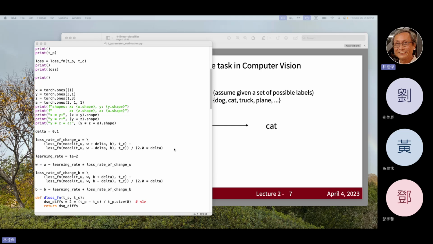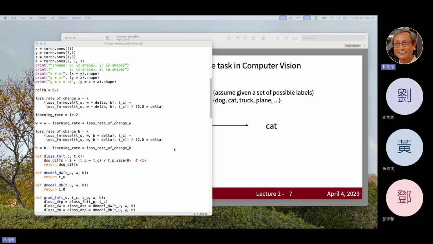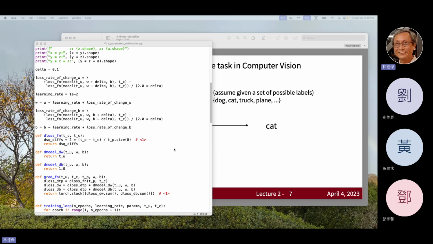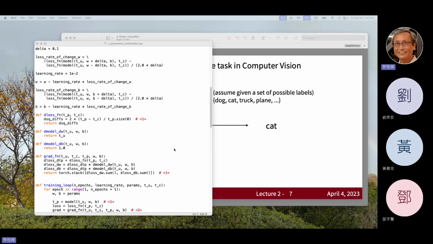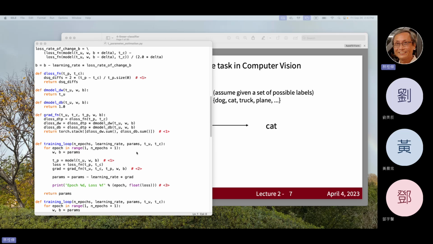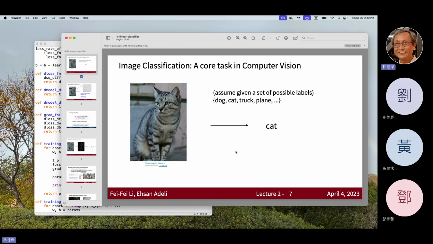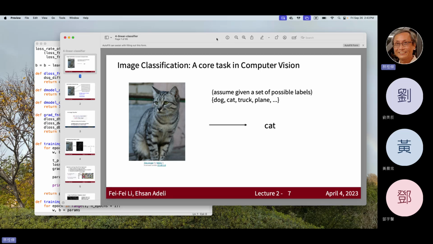So that's the basic idea of the training. Training is going to be saying that we can define it this way, and then we can have this training loop here. You can see that it's going to be doing this over and over again in terms of the epoch, how many times you want to update the change. I'm going to skip the program for now.